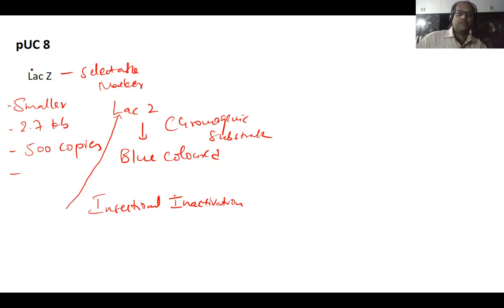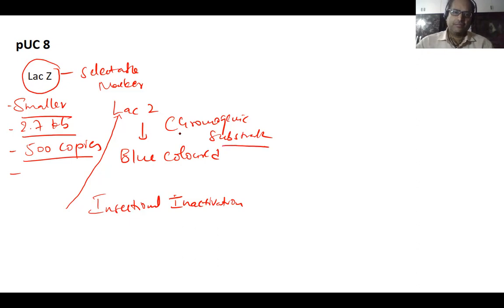pUC8 is also one of the next developed recombinant plasmids. Again, P stands for plasmid, UC stands for University of California. This can produce more copies. It is also smaller, 2.7 kb, and 500 copies can be produced. Look at that, extraordinary. In this pUC8, there was a selectable marker called lacZ. lacZ is a gene that can also be called a chromogenic substrate. Chromo means colored, which can give a colored reaction.